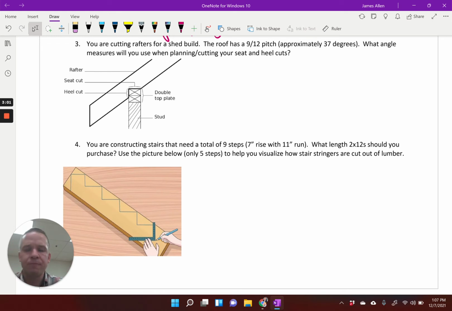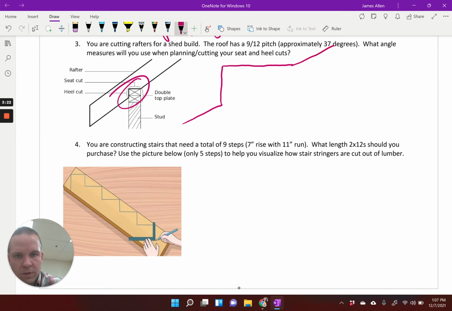All right, moving on. You're cutting rafters to build a shed. The roof has a 9/12 pitch, which is about 37 degrees. Later on, we'll learn how to calculate that angle. What angle measures will you use when planning your seat and heel cuts? Well, as we can see here, this little cutout looks like this. I'm cutting out that little triangle, right? We want these to be perpendicular. So if one cut is 37, the other one to be perpendicular to that will need to be its complement.